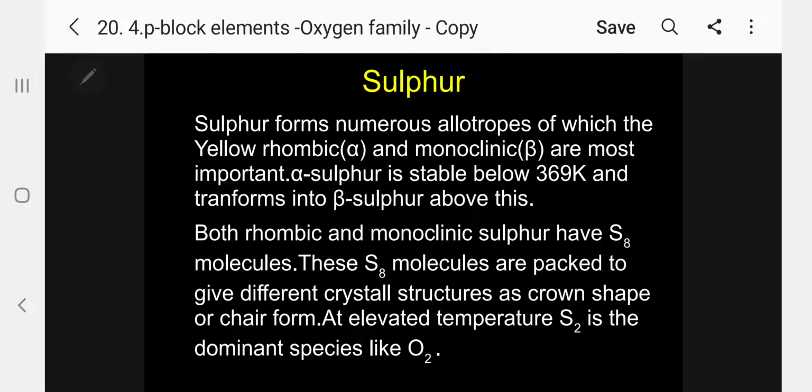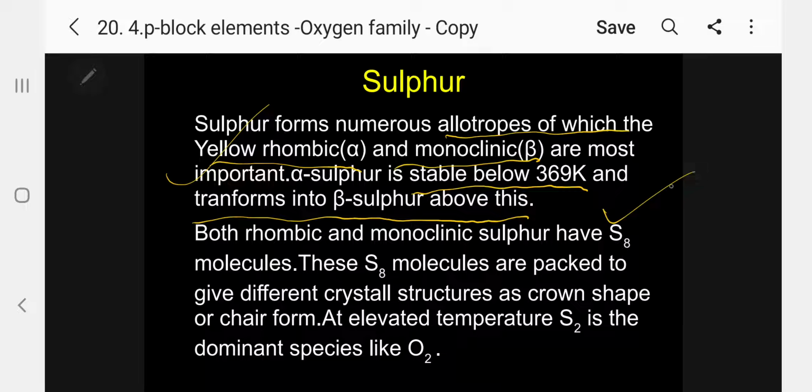Coming to the compounds of sulfur. Before entering into compounds, let me give some information regarding sulfur. Sulfur forms numerous allotropes, of which yellow rhombic and monoclinic, alpha and beta, are the most important. Alpha sulfur is stable below 369 Kelvin and transforms into beta sulfur above this temperature. Both rhombic and monoclinic sulfur have S8 molecules, that is, the atomicity of sulfur is S8. These S8 molecules are packed to give different crystal structures, as a crown shape or chair form.